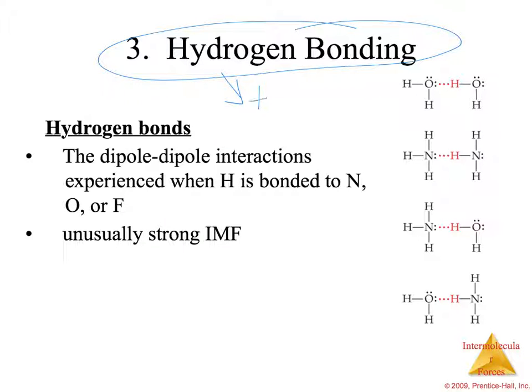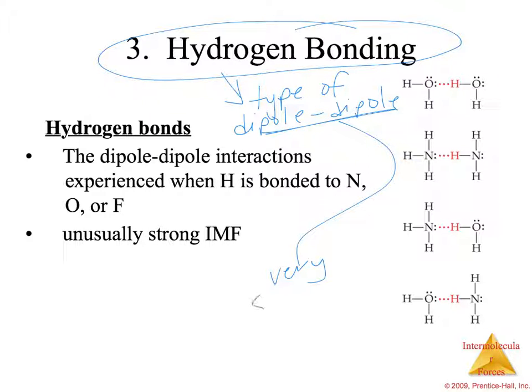Hydrogen bonding is a type of dipole-dipole force, and it is a very strong type. So it is a very strong, special dipole-dipole force. It only occurs when hydrogen is bonded to nitrogen, oxygen, or fluorine.